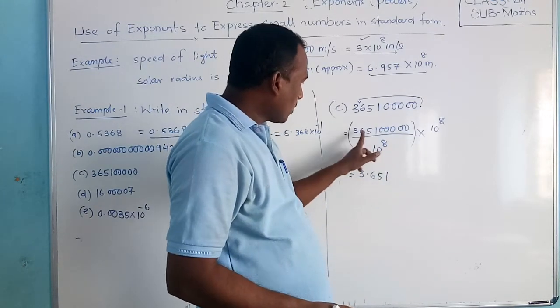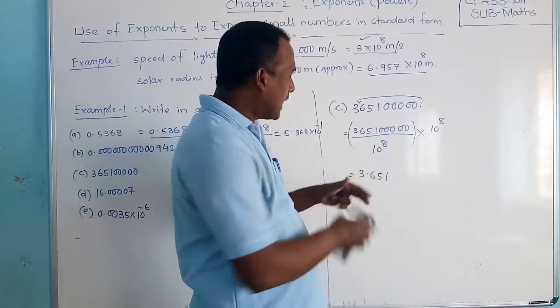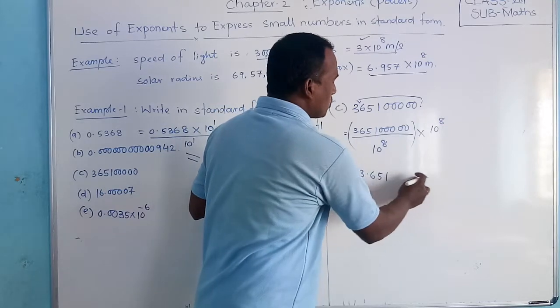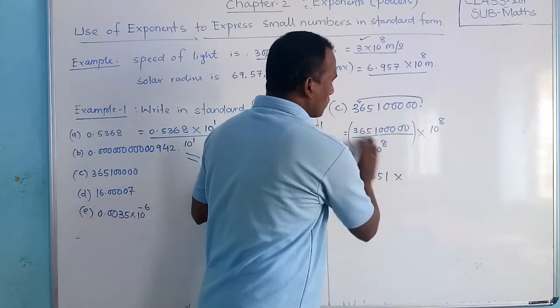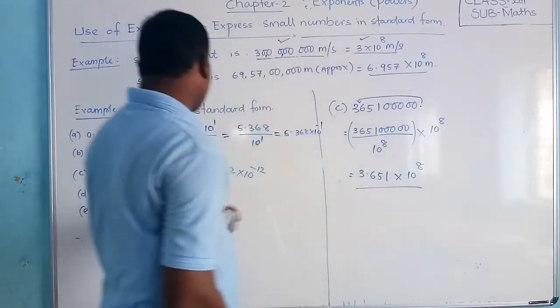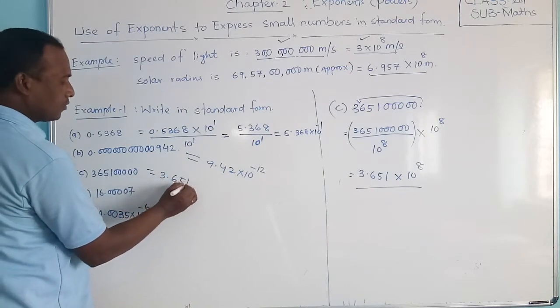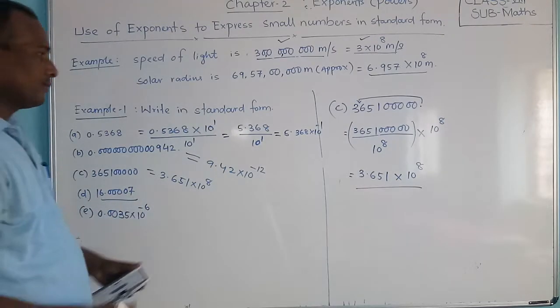Because 10 power 8 means already for this we divided, so directly you can write. No need to divide. Directly you can keep the point here and this number. After the decimal, this 0 is not needed. So I have written it up here. So this into 10 power 8 is our answer. You can write 3.651 into 10 power 8. Okay students, now I will do D.